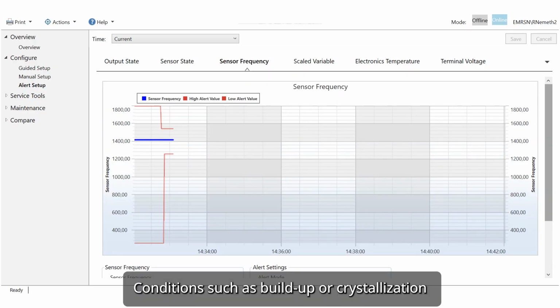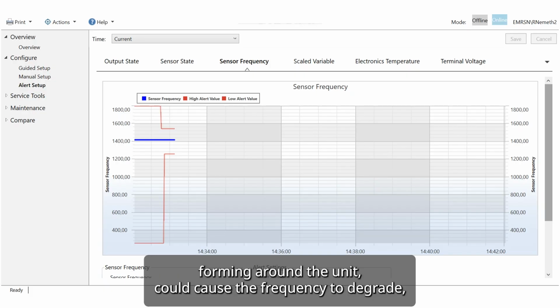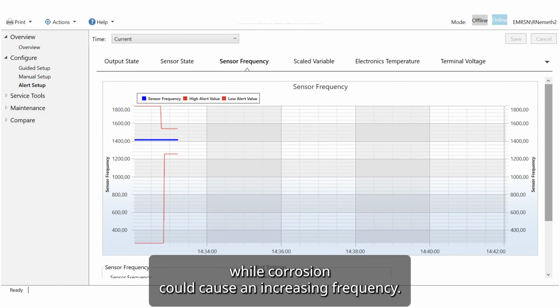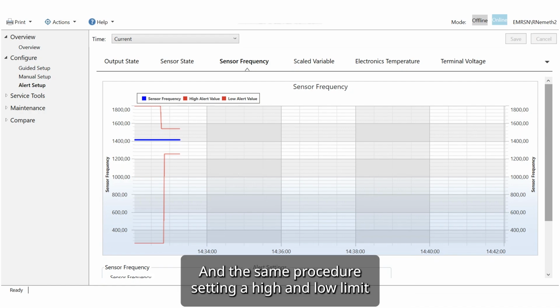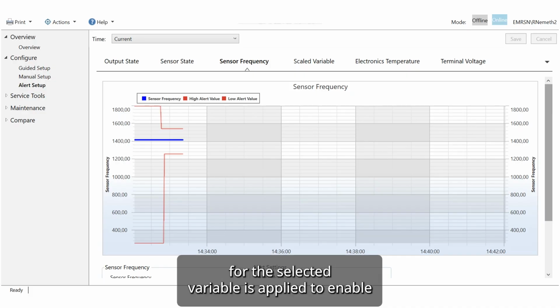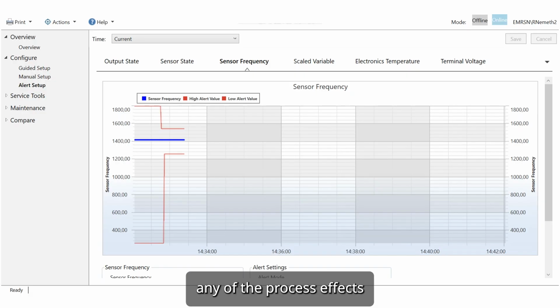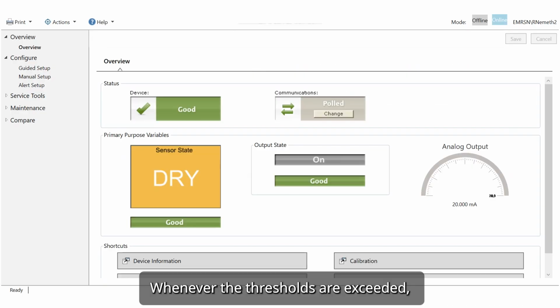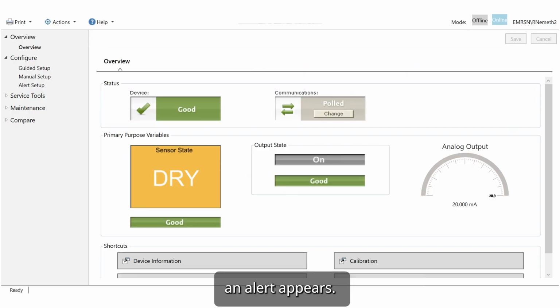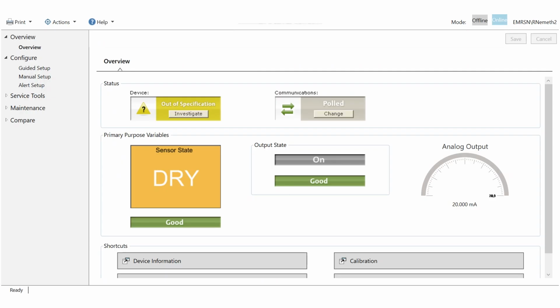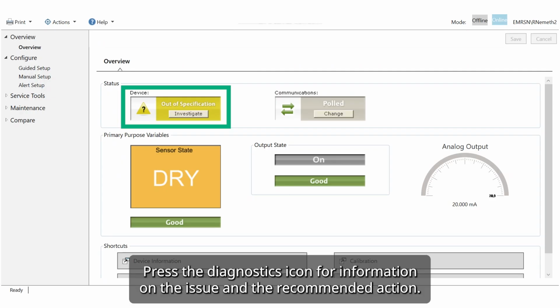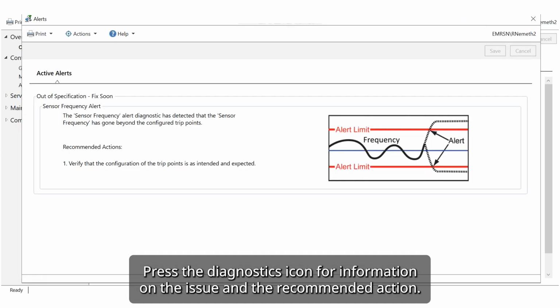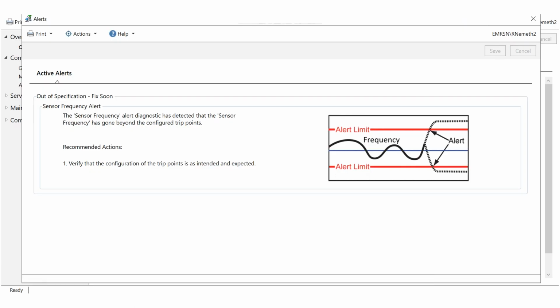Conditions such as buildup or crystallization forming around the unit could cause the frequency to degrade, while corrosion could cause an increase in frequency. And the same procedure, setting a high and low limit for the selected variable, is applied to enable any of the process alerts. Whenever the thresholds are exceeded, an alert appears. Press the Diagnostics icon for information on the issue and the recommended action.